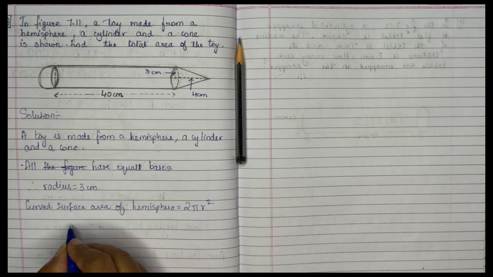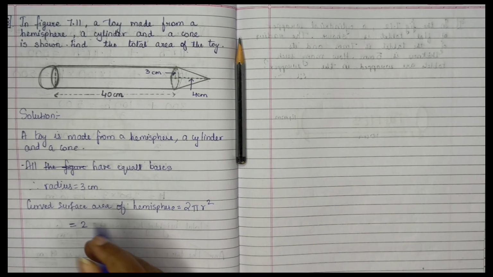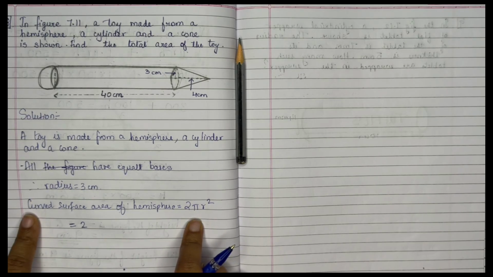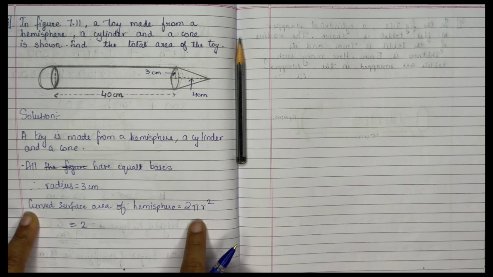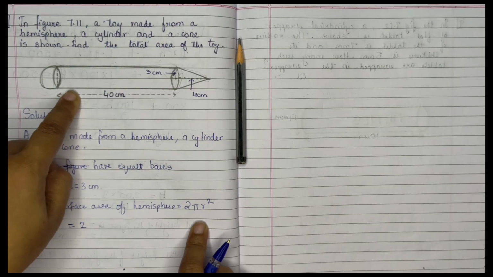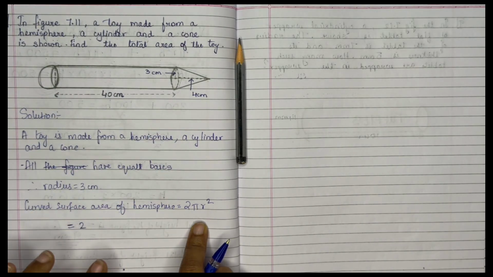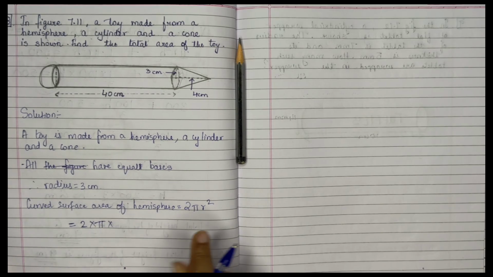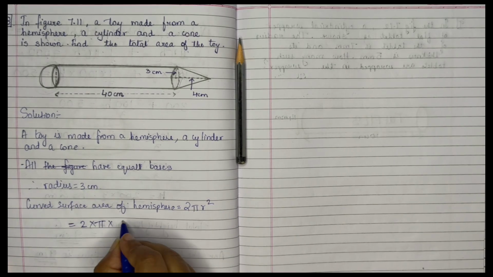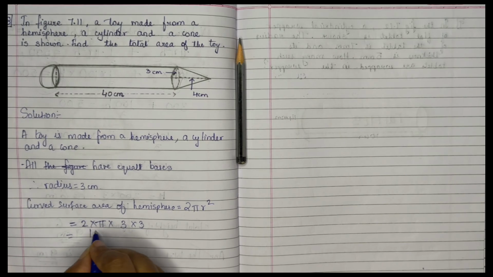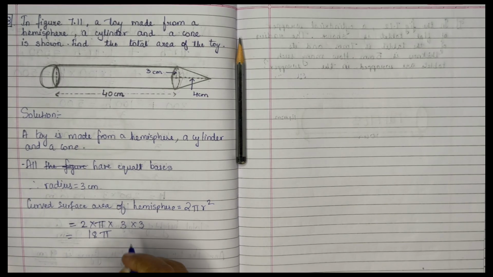Now what we will do is, we will keep the pi as it is. Don't calculate it, keep it as it is, because curved surface area of the hemisphere has pi, the cylinder also has pi, and the cone also has pi. So 2 into pi into r square. R is 3, so 3 into 3. 3 threes are 9, 9 twos are 18 pi. Since it is area, we write square centimeters.